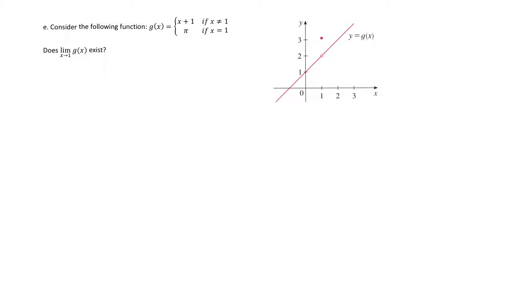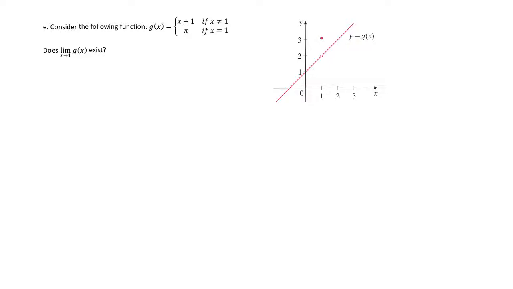Example E is asking us to consider this piecewise function here, g of x. We notice that when x is not equal to 1, g of x is equal to x plus 1. It's just linear. You can see the graph right here. But when x is equal to 1, the y value is not 2 because we are no longer on the line. The y value is just randomly pi. So this is why you see this dot floating around. This is about 3.14, an approximation for pi.